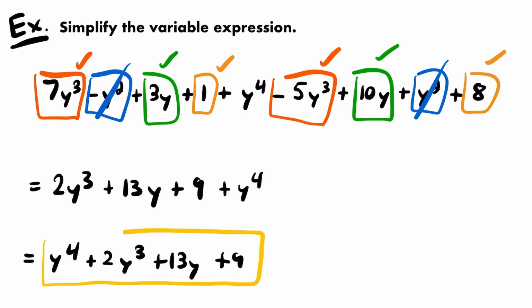Again, that is an optional step. This result up here would also be correct. It is the simplification of this variable expression. This one just looks a little bit nicer. It's more organized. Okay, but that's it for this example. Let's take a look at one more for this video.